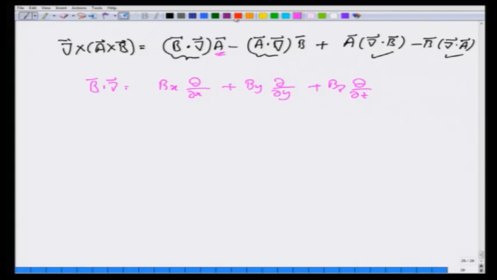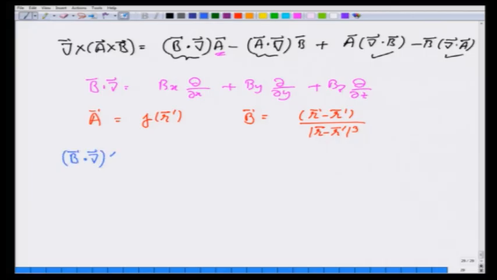Now, let us substitute for A. I have j of r prime. For B, I have r minus r prime over r minus r prime cubed. Therefore, B dot del operating on j of r prime, this is a differential with respect to r, j is with respect to r prime, this gives me 0.